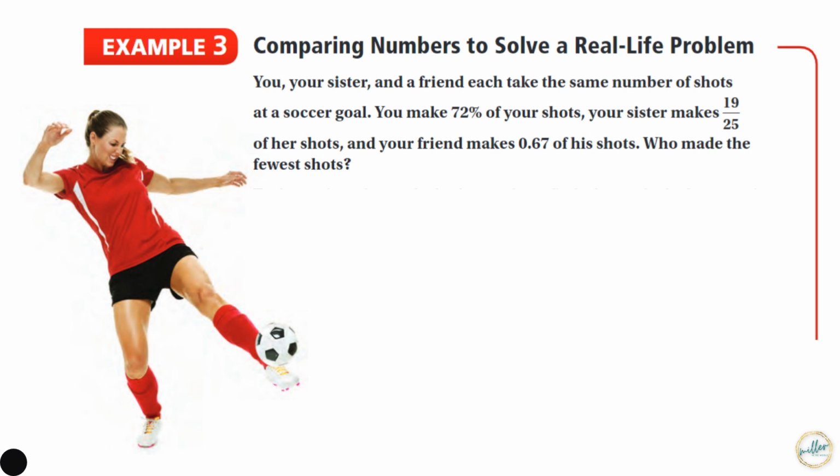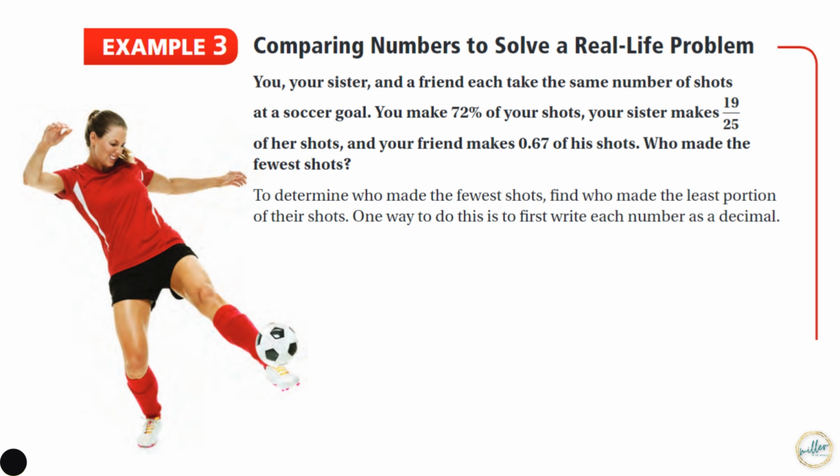Example number 3, comparing numbers to solve a real-life problem. You, your sister, and a friend each take the same number of shots at a soccer goal. You make 72% of your shots. Your sister makes 19 out of 25 of her shots, and your friend makes 0.67 of his shots. Who made the fewest shots?